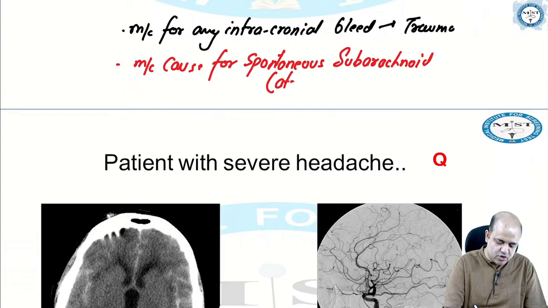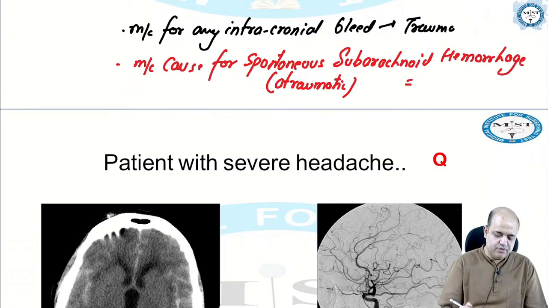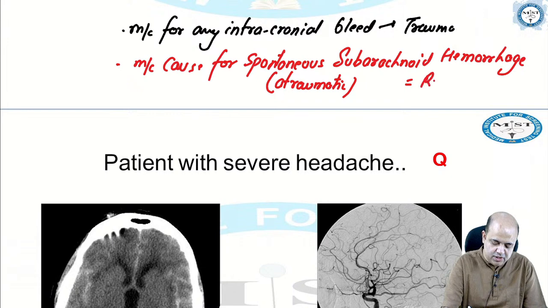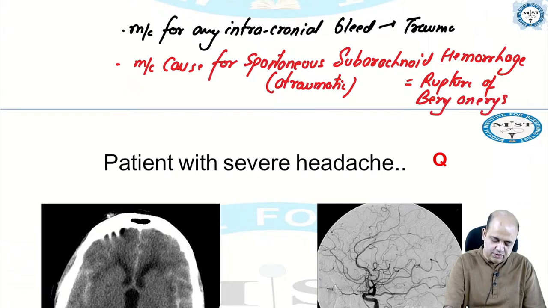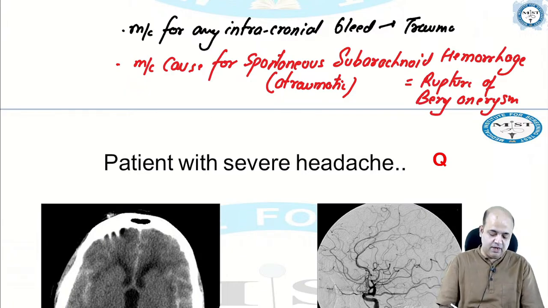Spontaneous means atraumatic, a non-traumatic cause. Spontaneous subarachnoid hemorrhage is due to the rupture of berry aneurysms.